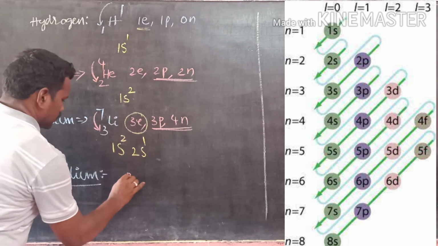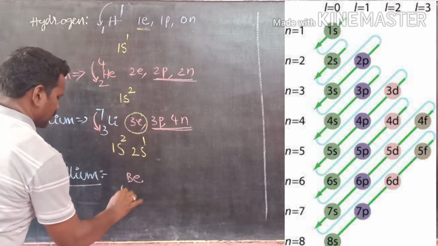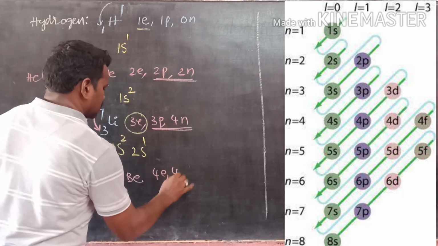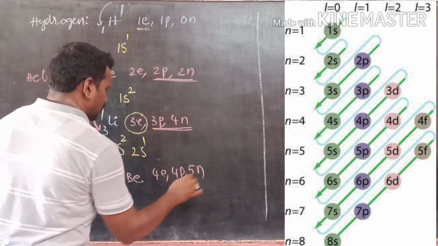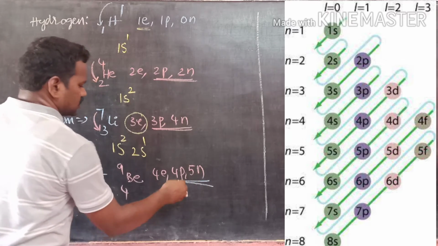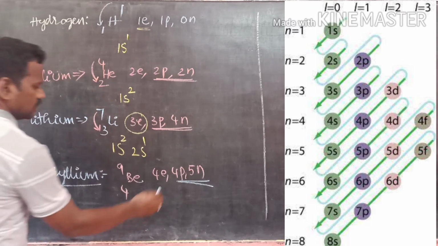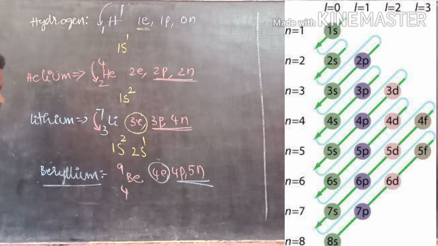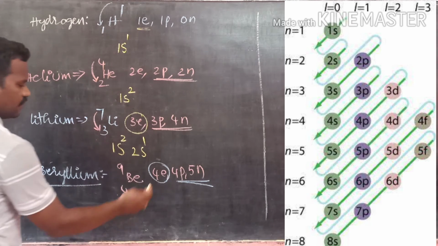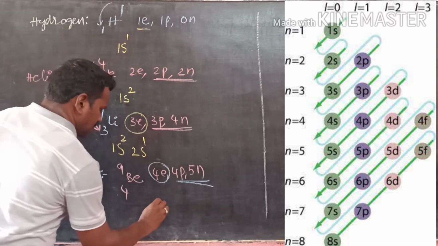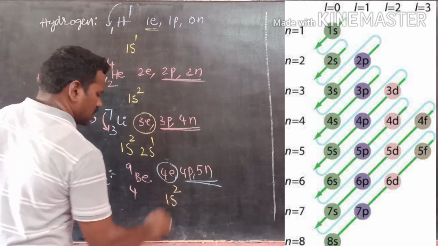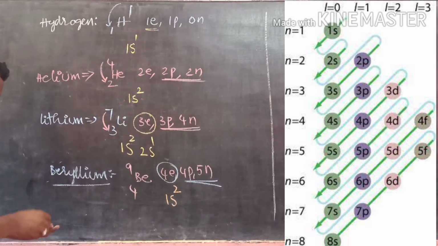Beryllium, whose representation is Be-9 with atomic number 4, contains 4 electrons, 4 protons, and 5 neutrons. Now 4 protons and 5 neutrons are there inside the nucleus. Then what about these 4 electrons? As per the Aufbau principle, first of all they should occupy the lowest energy orbital, that is 1s. Out of 4 electrons, 2 electrons are accommodated in 1s.